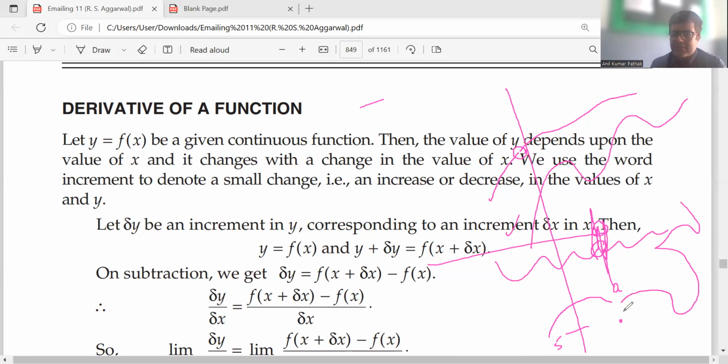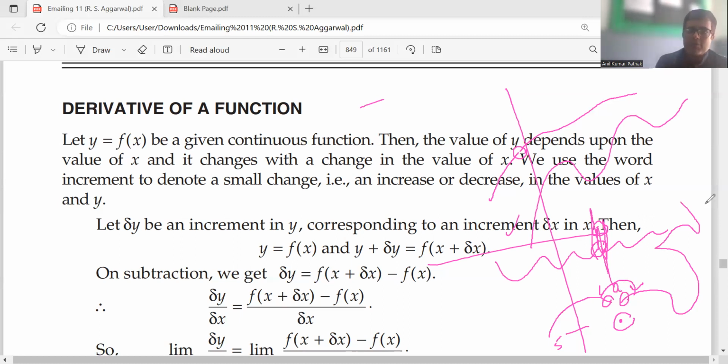When you go for this, you find at a the value of the function is different, and at a plus something the value of the function is different, and at a minus the value of the function may be different. There may be the possibility that two values are the same, but this value will be different from these two values. In this situation, we say the given function is discontinuous, not continuous. I hope it is clear.